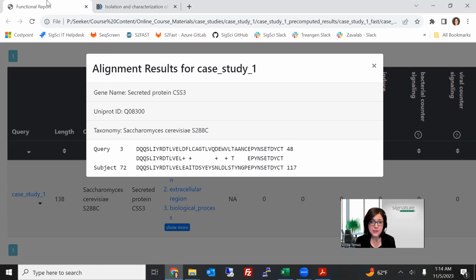So it is a tricky case, but I think SeqScreen did a pretty good job in explaining what was going on. It did take some looking. We had to look through the results and think about it. But I think overall, I was pretty happy with its performance in this case.